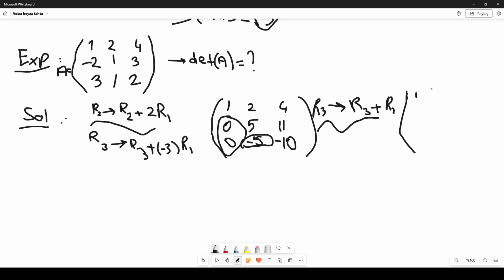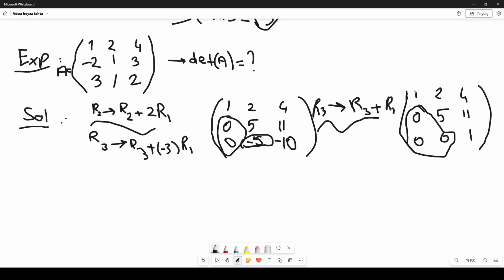So we have 1, 2, 4, and we have 0, 5, 11, and we have 0, 0, and 1. Alright guys, now look at this matrix that I obtained in the end. So I have an upper triangular matrix, right? This is a row echelon form. And I am done with the elimination process.